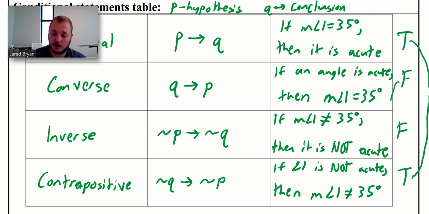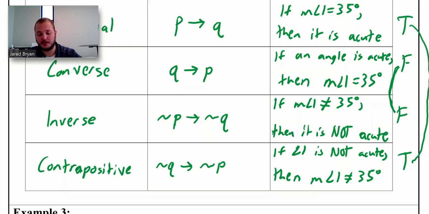Same thing here with the converse and inverse. They'll always be the same. Either they're both going to be true or both going to be false. All of these could be true, all of these could be false, all at the same time. But notice the middle two are always going to be the same thing, either true or false, and same thing with the outside two.